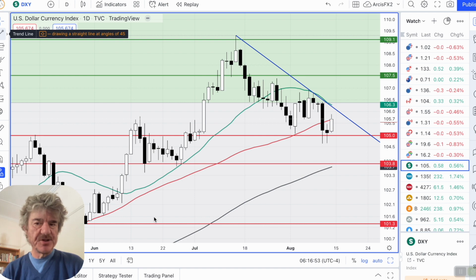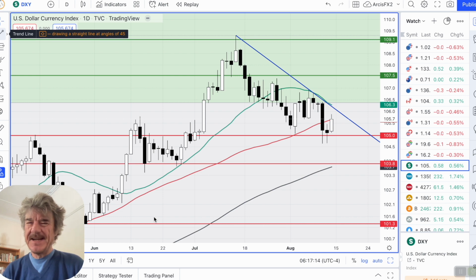The dollar index is just an index which measures the performance of the dollar against a basket of other currencies. And the euro is the main contributor to the dollar index. So it's important to look at both of them in order to provide the context for any analysis on the euro.